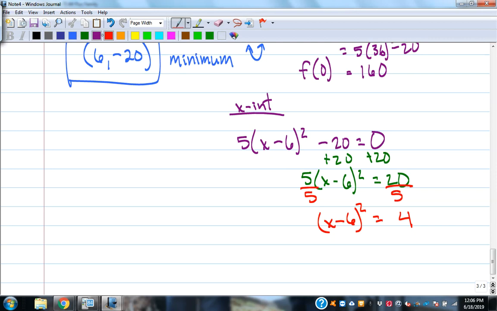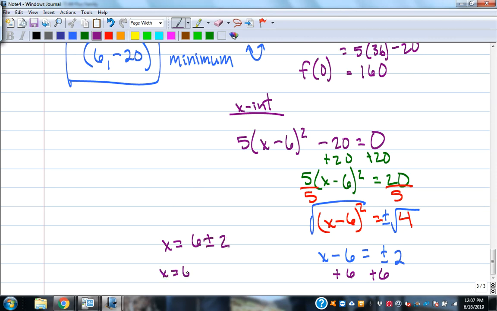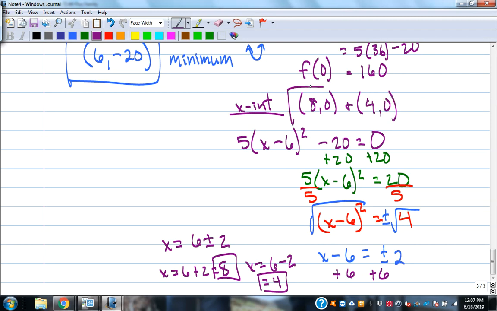The next thing I'm going to do is take the square root of both sides. Plus or minus on the side with the number. This one works out nice because the square root of 4 is 2, so that's plus or minus 2. Last step is add 6. So x equals 6 plus or minus 2. 6 plus 2 is 8. 6 minus 2 is 4. So my x-intercepts are 8, 0, and 4, 0.